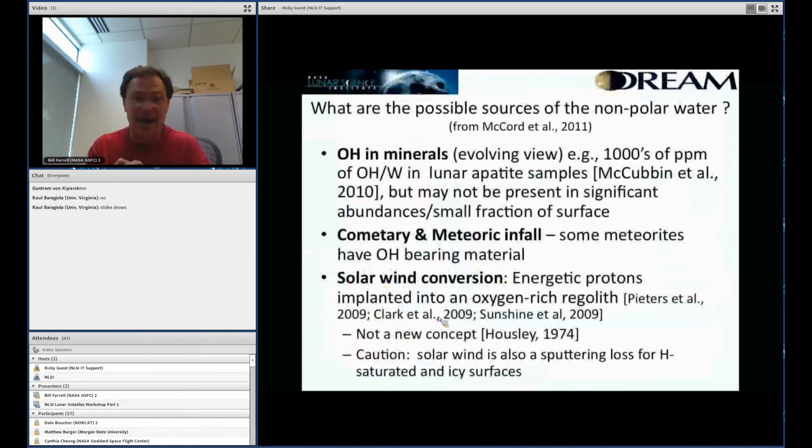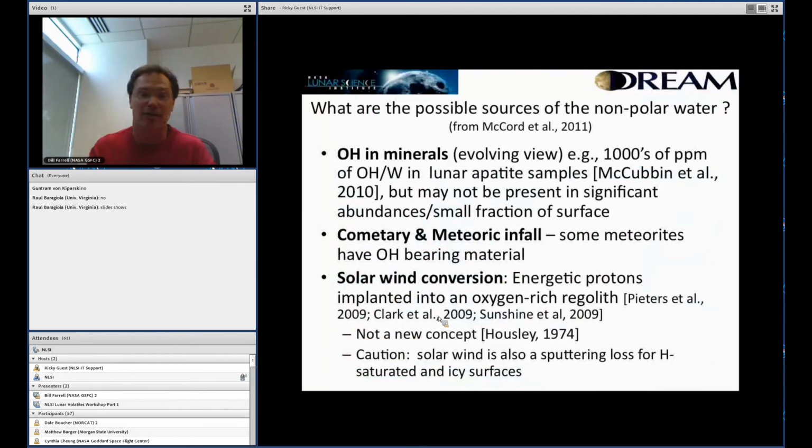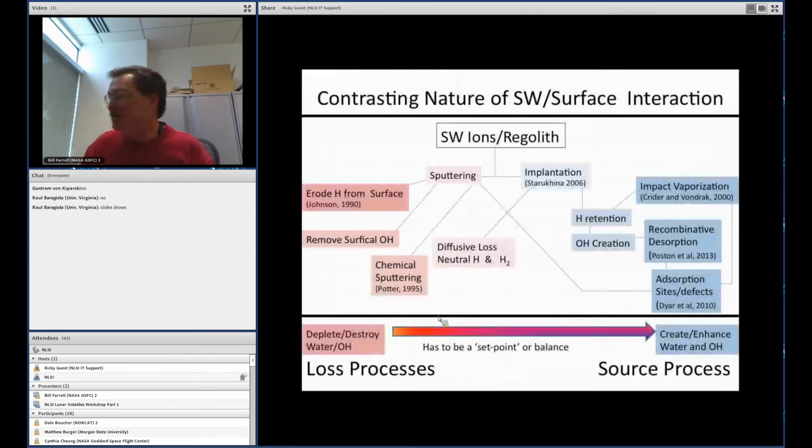And again, this is not a new concept, as Tom said in his review paper, but when we do solar wind studies, there's a caution here, because solar wind, of course, is a destructive process as well. It can sputter and be a loss for any buildup of high concentrations of H. So there's sort of a yin-yang thing here. Next slide. And that kind of brings us to this next view of the contrasting nature of the solar wind surface interaction. And basically, it can do both, in terms of how it manufactures or destroys water.